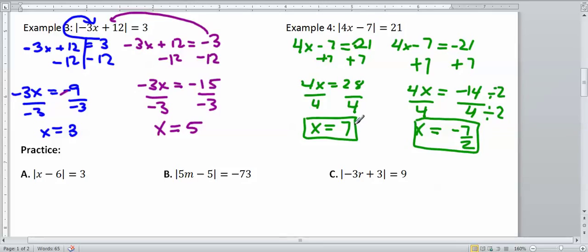Okay, so I want you guys to try the 6 practice for tomorrow. Remember, there's 3 here on the front and there's 3 on the back that you need to complete. And be ready to talk about them in class tomorrow.